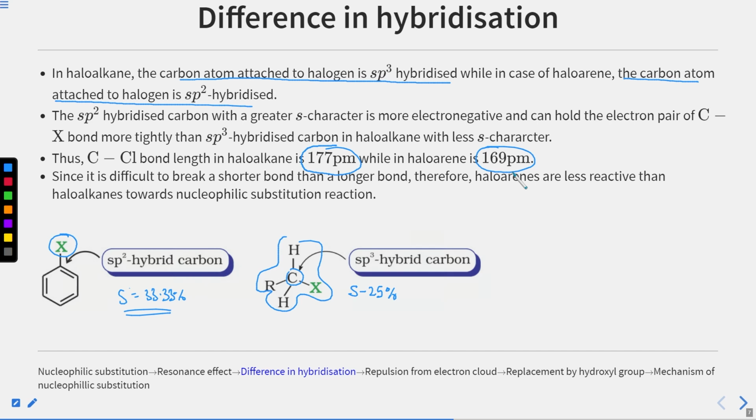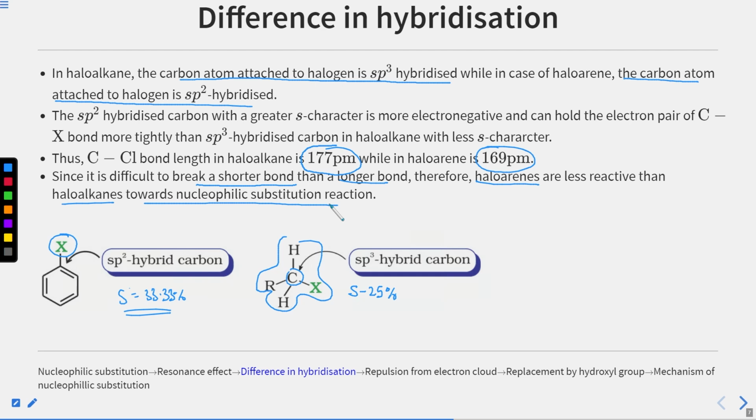And what is the reason behind it? The reason behind it is hybridization. Therefore, it is difficult to break a shorter bond compared to a longer bond. Therefore, haloarenes are less reactive than haloalkanes towards nucleophilic substitution reaction.